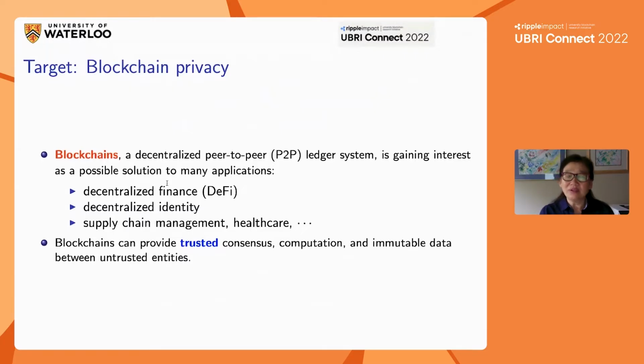So our goal basically is to try to provide blockchain privacy. Currently we know there are many applications being built on blockchain platforms, for example, decentralized finance, decentralized identity management schemes, the supply chain, and so on. The reason is blockchain can provide trusted consensus, computation, and immutable data between untrusted entities.